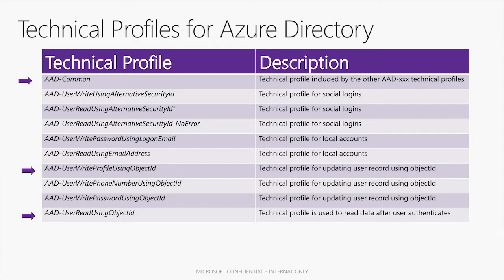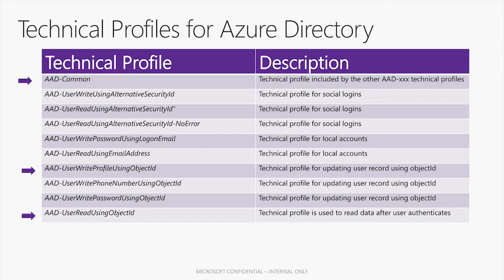These are the out-of-the-box technical profiles that exist in the directory today. I will go through the three that are marked with an arrow. But if you look at each one of them, typically they are going to read a user object using a key. So for example, the third one, AD user read using alternative security ID.